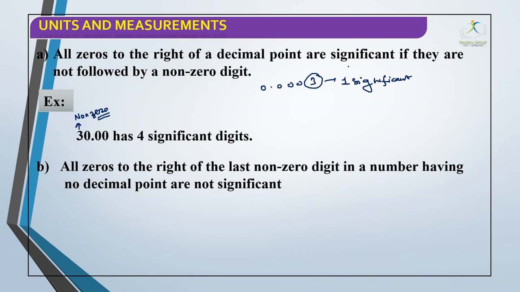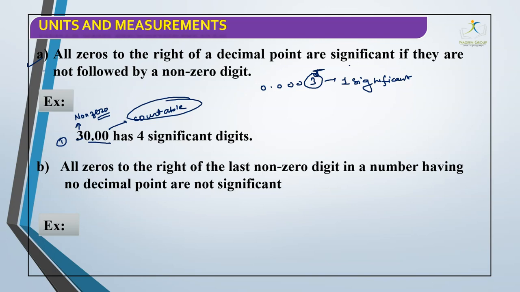Because we just start to count from where the non-zero digit actually lies. Here the non-zero digit lies first. After that, zeros are countable. So what we understood from this scenario is that if the non-zero digit comes after zeros, the previous zeros we are not counting. And like 3 is a non-zero, before the zeros come, we're not counting, and after the zeros come, we are counting.